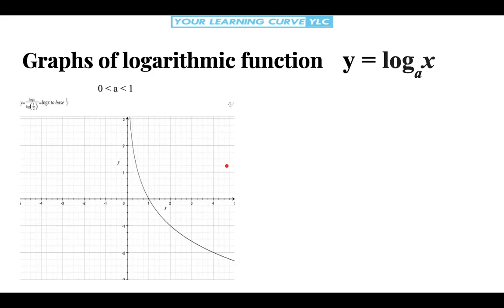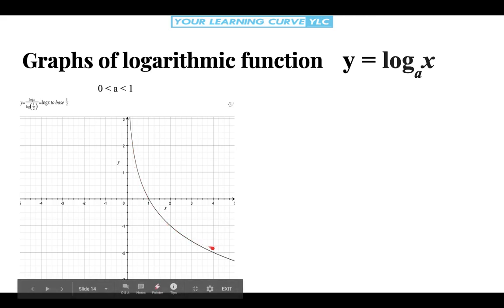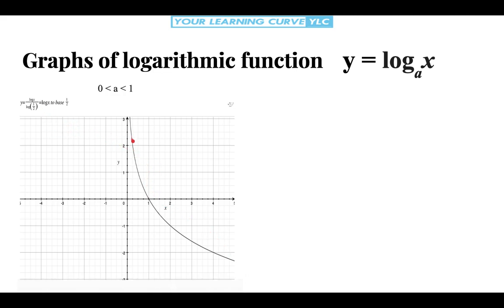Now let's look at the graph of logarithmic function, that is y is equal to log of x to the base a. If this base a is between 0 to 1, then the graph is continuously decreasing from plus infinity to minus infinity depending on the base. Here I have taken the base as 1 by 2. So if the base lies between 0 to 1, the graph is decreasing from plus infinity to minus infinity.